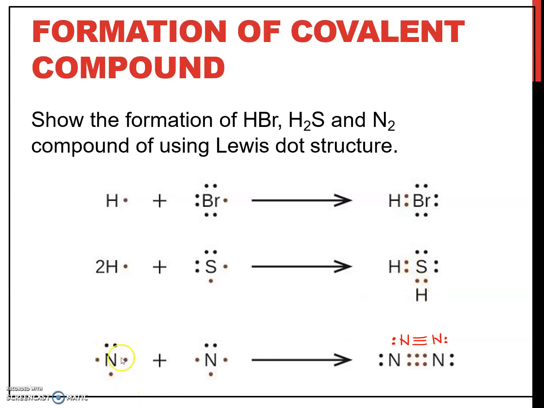For nitrogen, to form nitrogen molecule, each nitrogen atom will share 3 electron. So it will form a bonding pair here. One line represents 2 electron, each electron from each nitrogen atom. So it will form a triple bond.